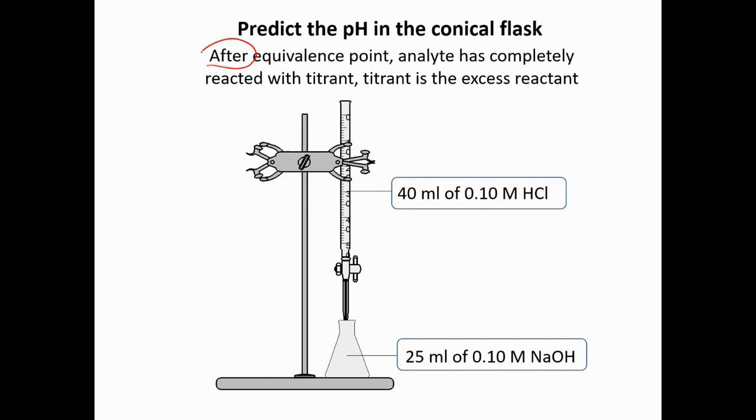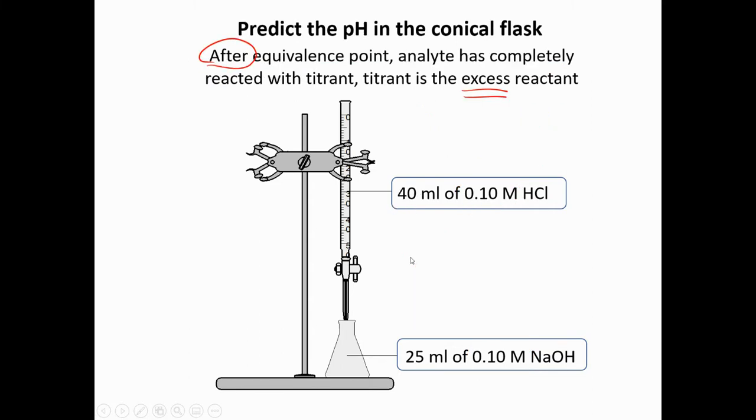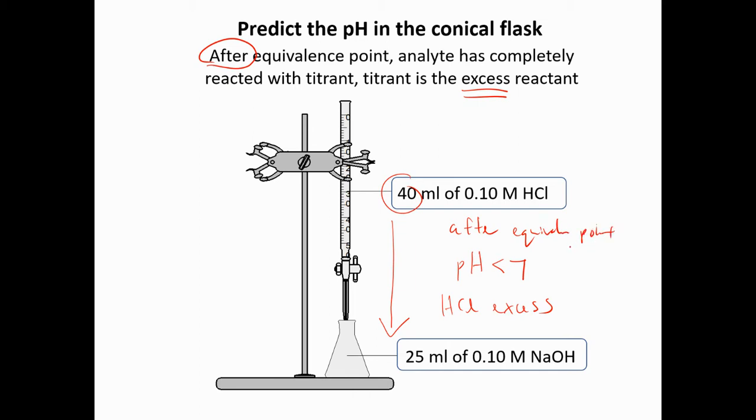Now, next one. After equivalence point, the analyte has completely reacted with the titrant. So now the titrant becomes the excess reactant, meaning that, let's say we have 40 ml of HCl in the burette and we only have 25 ml of sodium hydroxide. Through calculation, we know that at equivalence point, we just need 25 ml of NaOH to react with 25 ml of hydrochloric acid. So if you put all the 40 ml into the conical flask, the HCl will be in excess. Thus, the pH will be less than 7 after the equivalence point. Okay, so that's all for the titration process.